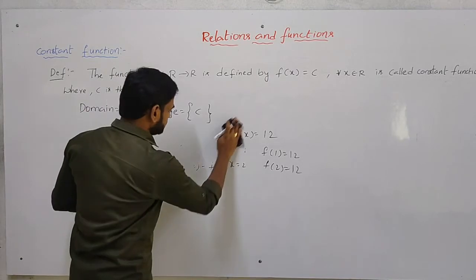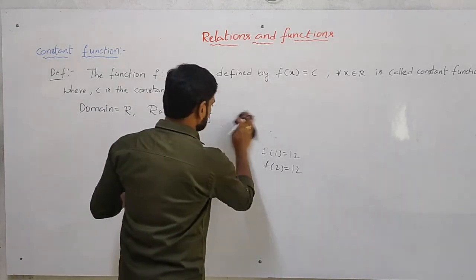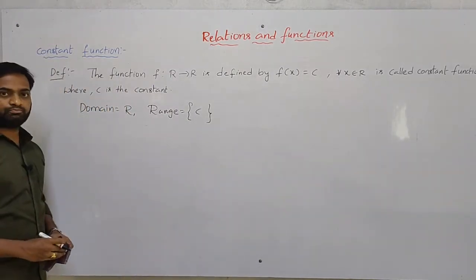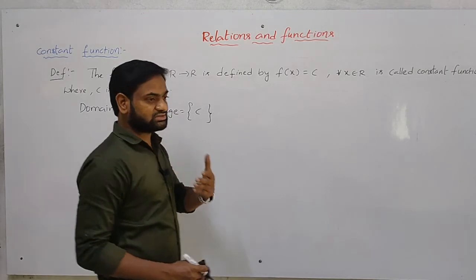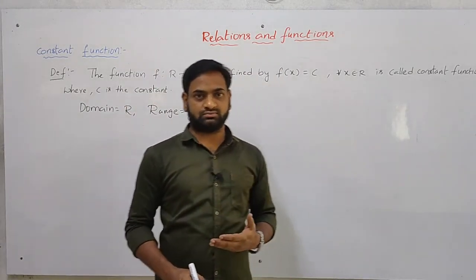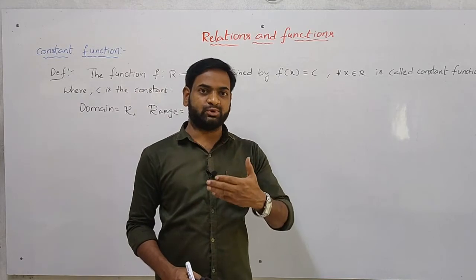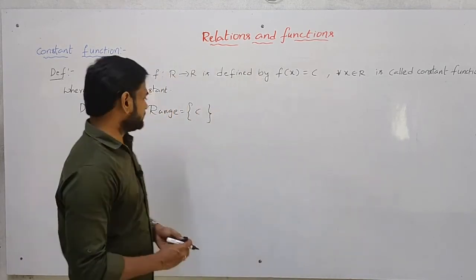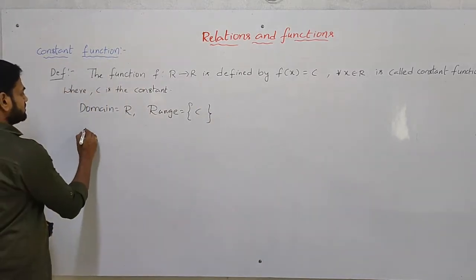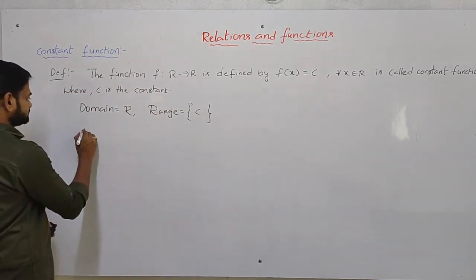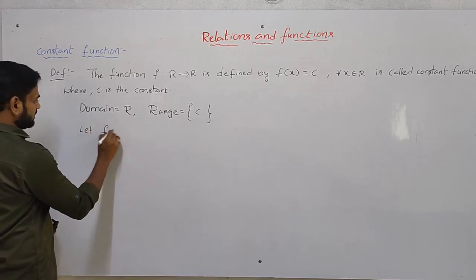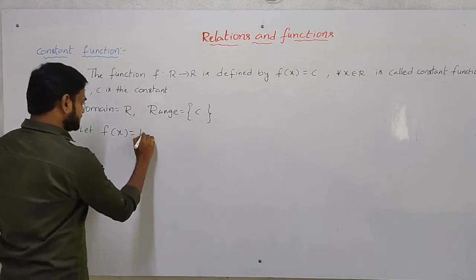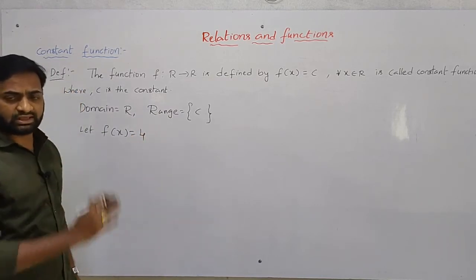Now what about the graph? For the graph, I have to take values, which means first I have to define some constant function. I have to take an example. By taking an example only, I can draw the graph for this function. Suppose f of x equal to 4. Let f of x equal to 4 I am taking. You can take any number, not only 4. It is your wish.